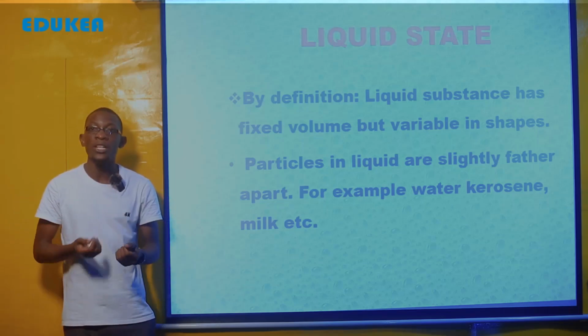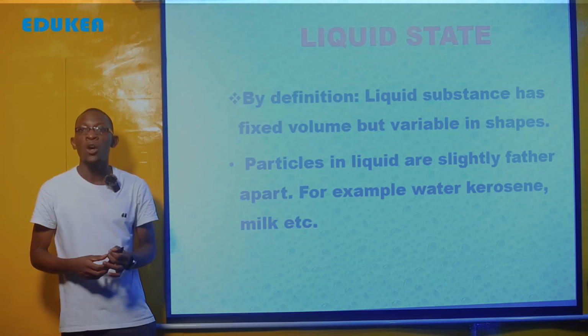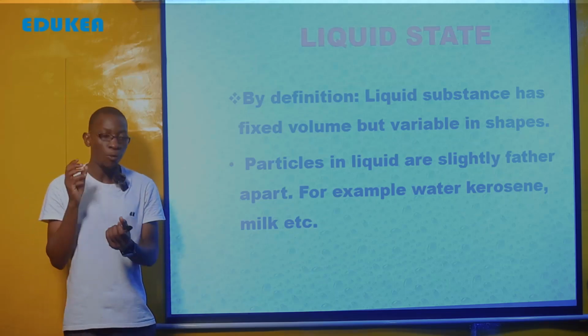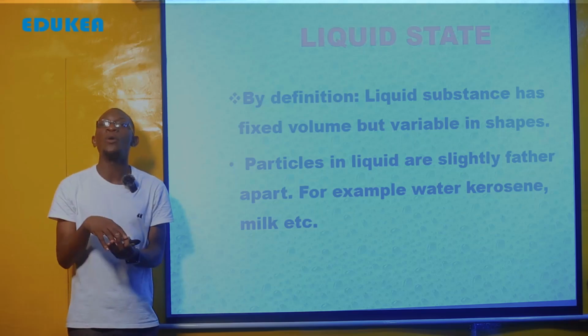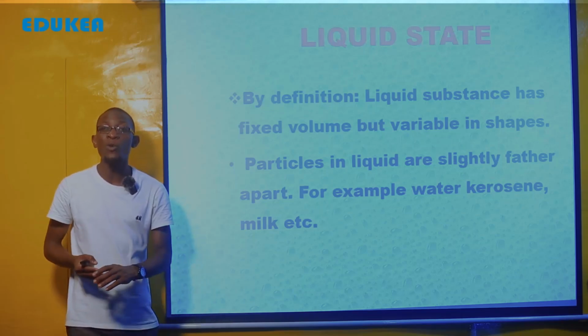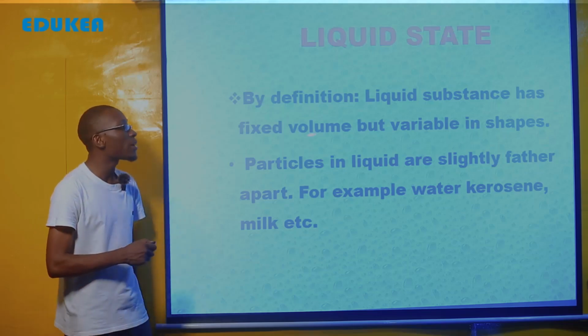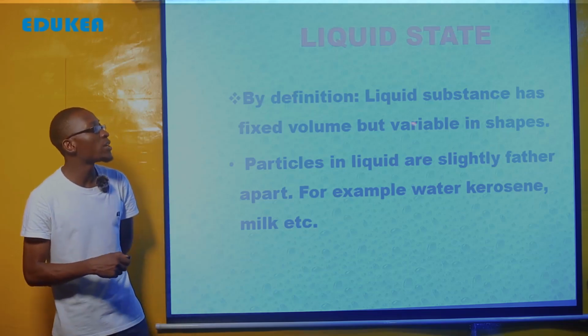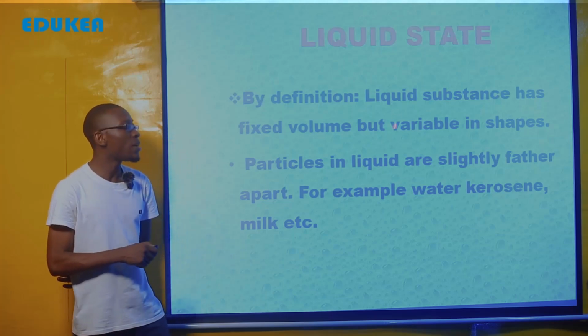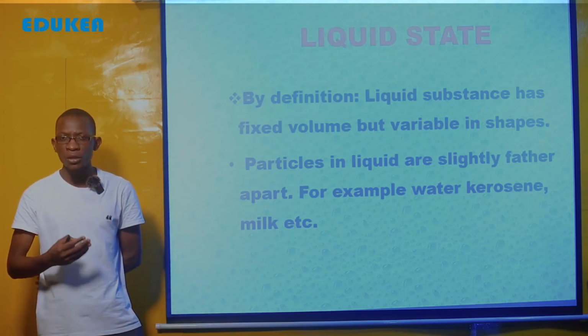Kwamba liquid yenyewe inakuwa ina retain shape ya nini? Ya container. Kwamba ukichukua sasa kimiminika ukakiweka kwenye container, basi utapata shape yake ya kwanza. Ukichukua ukaweka kwenye chupa, utapata shape yake ya pili. So that's why you can say kwamba liquid state has a fixed volume. Volume yake iko fixed, but variable in shape. Hii ni shape yake inakuwa ina tend to vary from one to another.